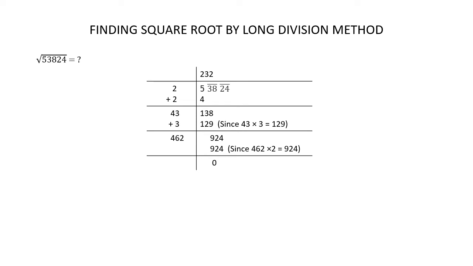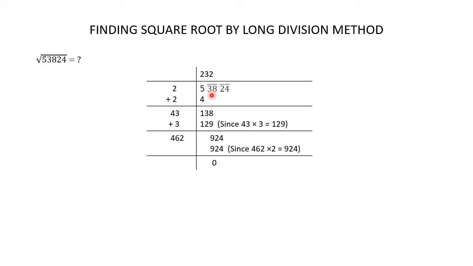Let's have a quick recap. To find a square root of the number 53824 by long division method, first pair the digits in the given number from right side to left side. So 24 is paired as one group, 38 is paired as another group, and since there is no other digit that can be paired with 5, we'll consider 5 as it is. Now write 2 in the divisor place and 2 in the quotient place. So 2 multiplied by 2 is 4. 5 minus 4 is 1.